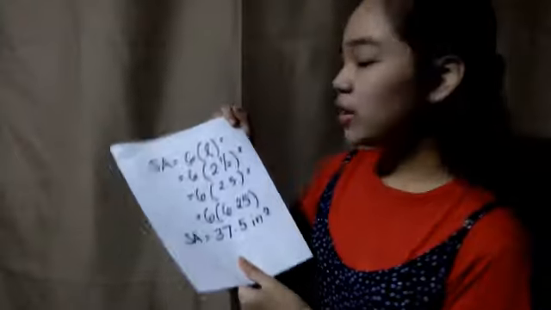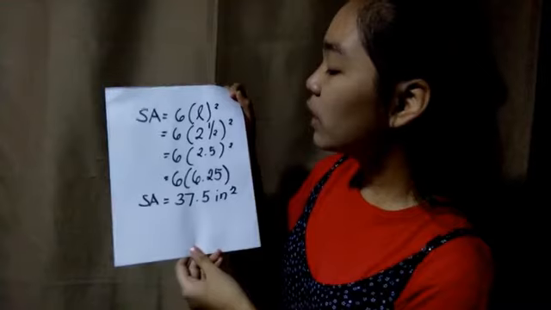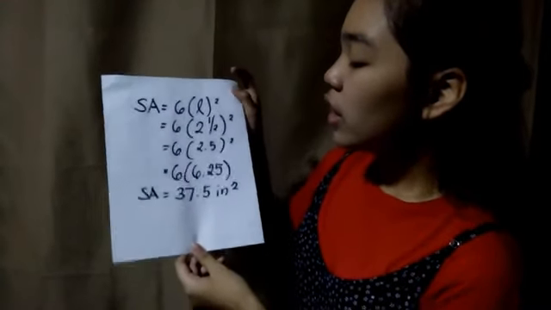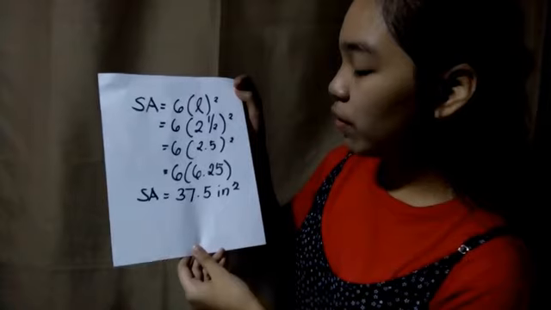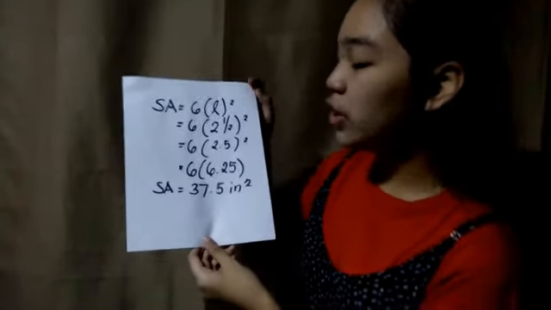D. Find the surface area if the length is 2 1/2 inches. Can you answer letter D? I will give you 5 seconds, and the timer starts now. So let's substitute into the formula: 6 times 2 1/2 squared equals 6 times 2.5 squared equals 6 times 6.25. So the surface area is 37.5 square inches. Wow, you got it right.